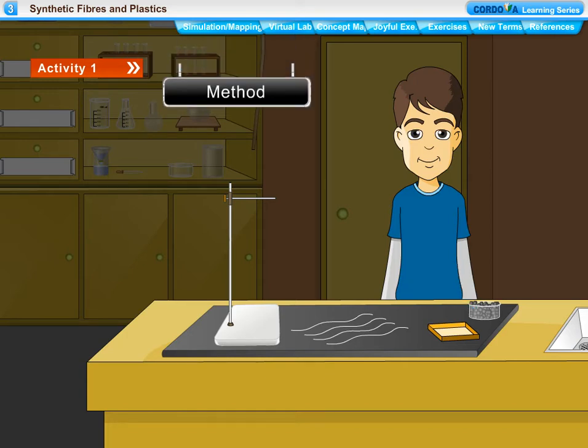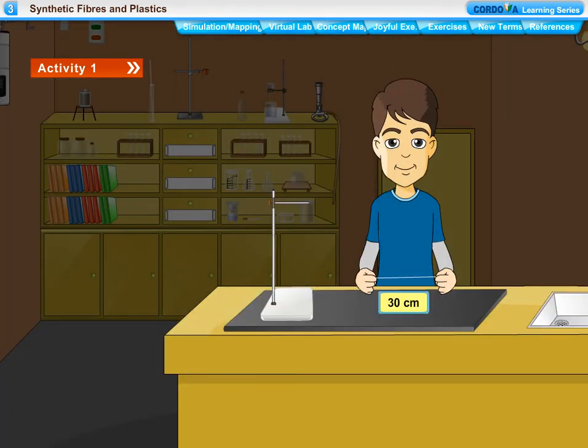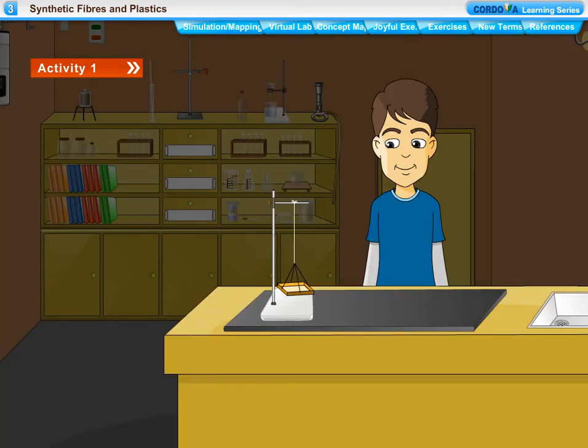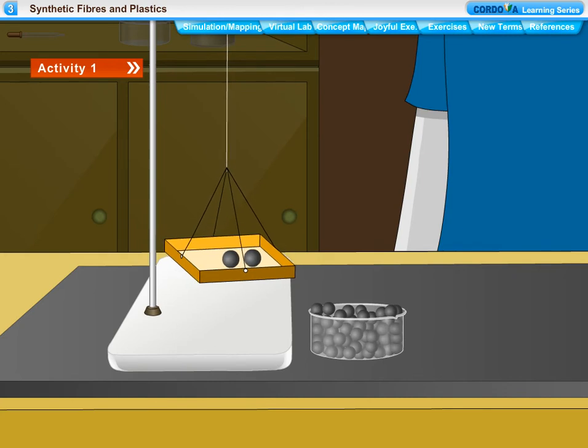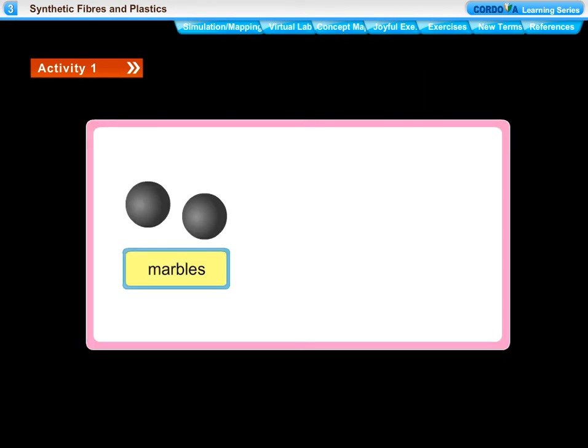Method. We take an iron stand with a clamp. We take a cotton thread of about 30 centimeters in length. We tie the cotton thread to the clamp so that it hangs freely from it. At the free end of the cotton thread, suspend a pan so that weight can be placed on it. Gently drop marbles one by one in the pan till the cotton thread breaks. We record the total number of marbles required to break the cotton thread. The total number of marbles required to break the cotton thread is equal to its tensile strength.